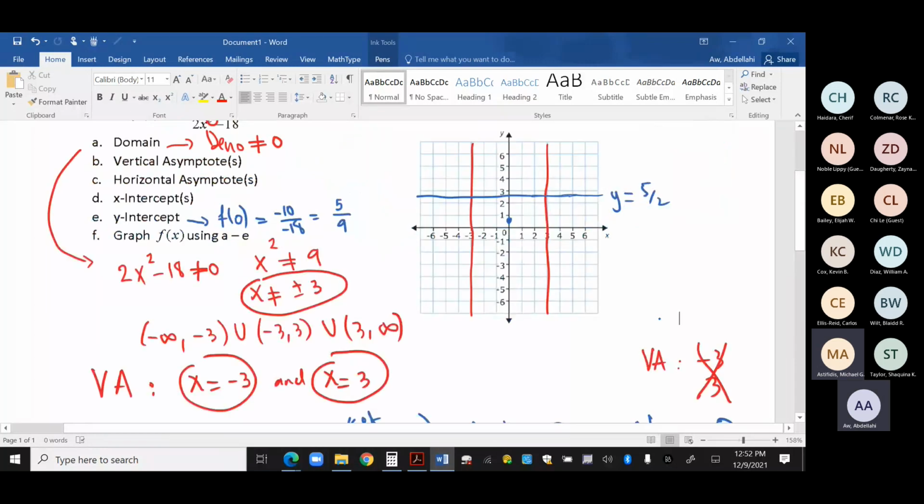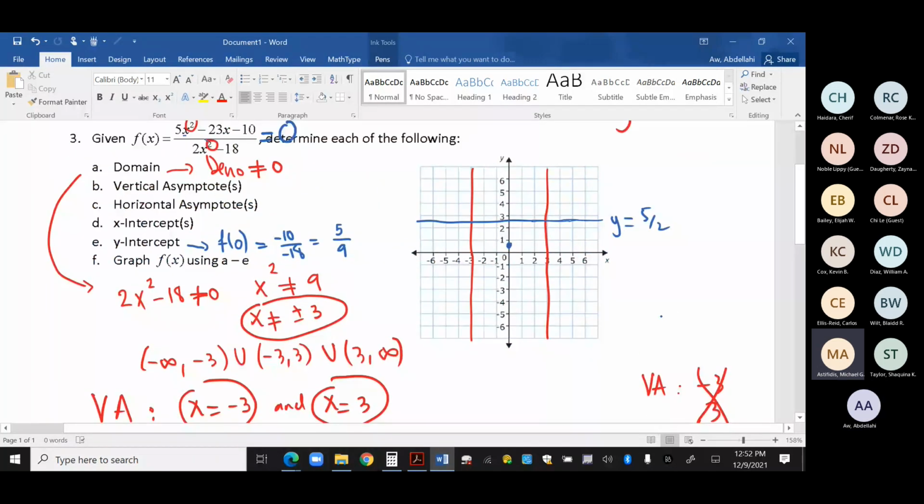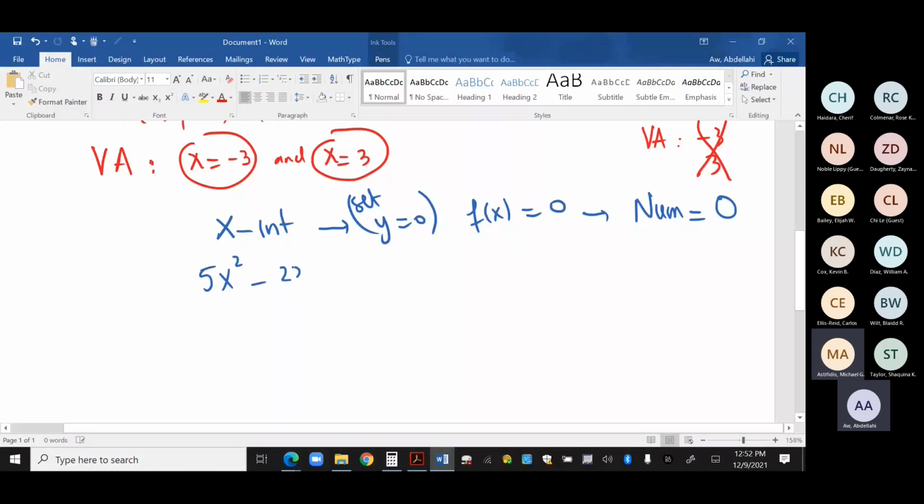So now the numerator is 5x squared minus 23x minus 10 equals 0. Why not just use the quadratic formula? Maybe we can factor, using negative 25 and positive 2. Let's try to factor 5x squared minus 25x plus 2x minus 10 equals 0. But you can also use the quadratic formula.